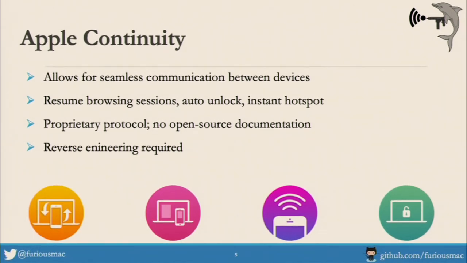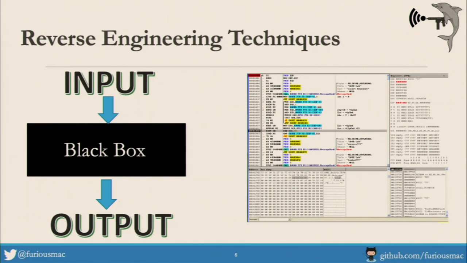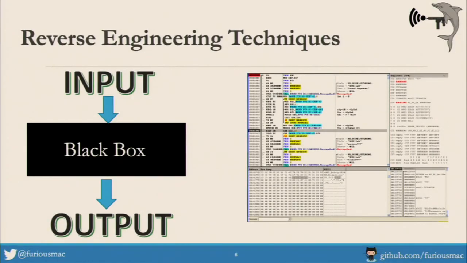This protocol is completely proprietary. There's no open source documentation from Apple or anyone talking about it. So we actually have to reverse engineer it to understand the different fields and messages. There's really one of two ways we could have gone, and we decided to go with the black box reverse engineering approach, where we would carry out different inputs on the devices, like tapping the screen or opening certain apps, and then we would observe how the messages changed.